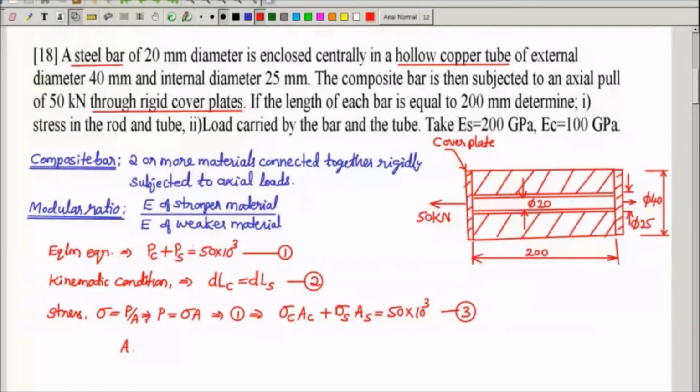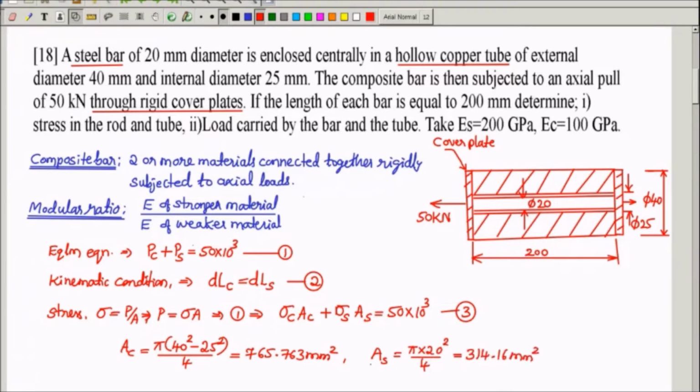AC is what? Area of cross section of the copper tube, which is pi into outer diameter square minus inner diameter square, by 4. Outer diameter is 40, inner diameter is 25. This is the area of cross section of the copper tube, which is 765.763 mm square. Similarly, I can calculate the cross section area of the steel rod. Steel rod has a diameter of 20 mm, so pi into 20 square by 4 gives 314.16 mm square. I can substitute AC and AS into equation number 3.